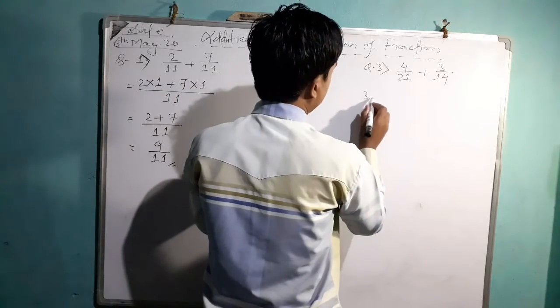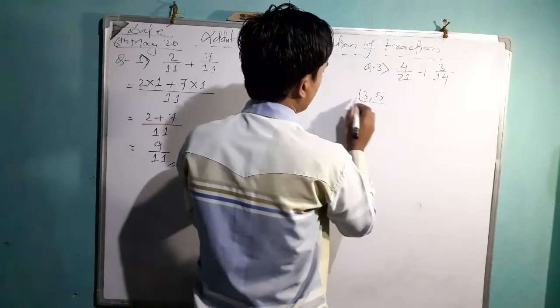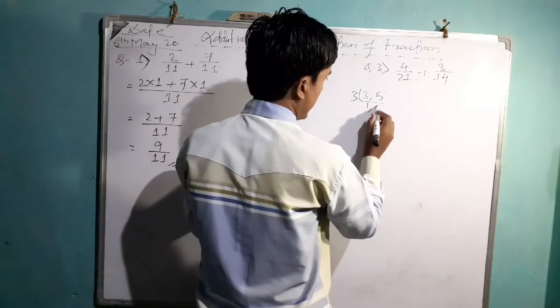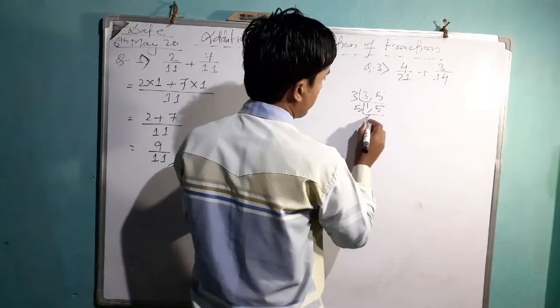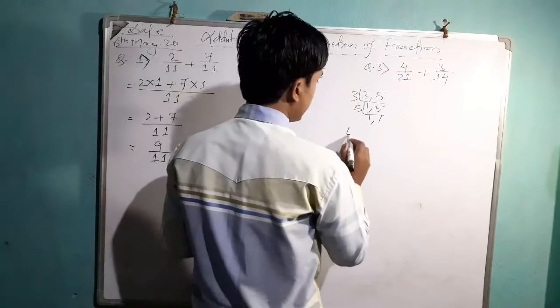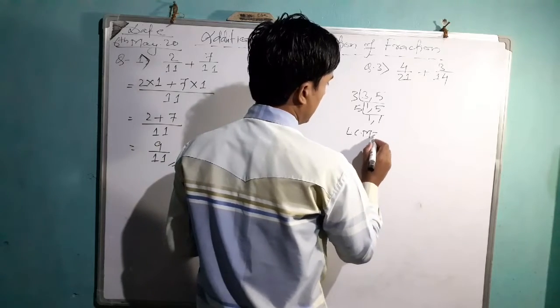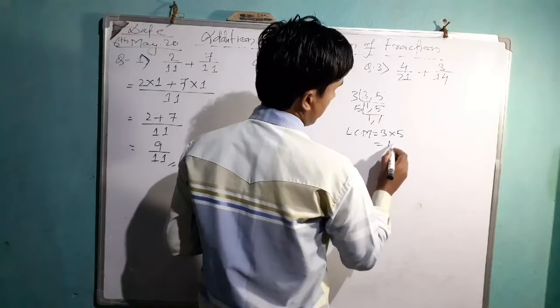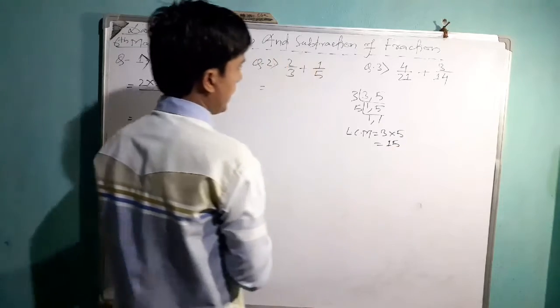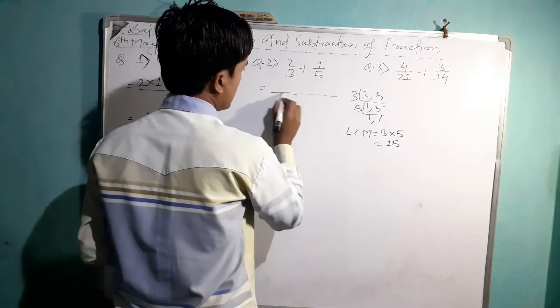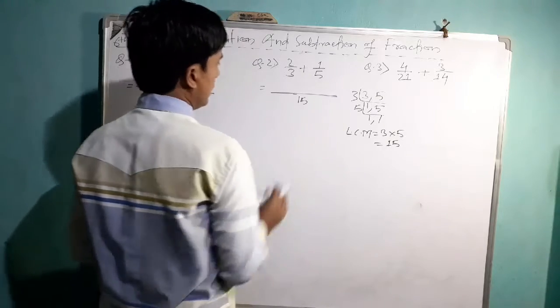When we find the LCM of 3 and 5, 3 ones are 3. In the table of 3 we don't get 5, so we write it as it is. Then 5 ones are 5. Now the LCM equals 3 into 5. So 3 5s are 15. We got it, right? Now we write here 15.